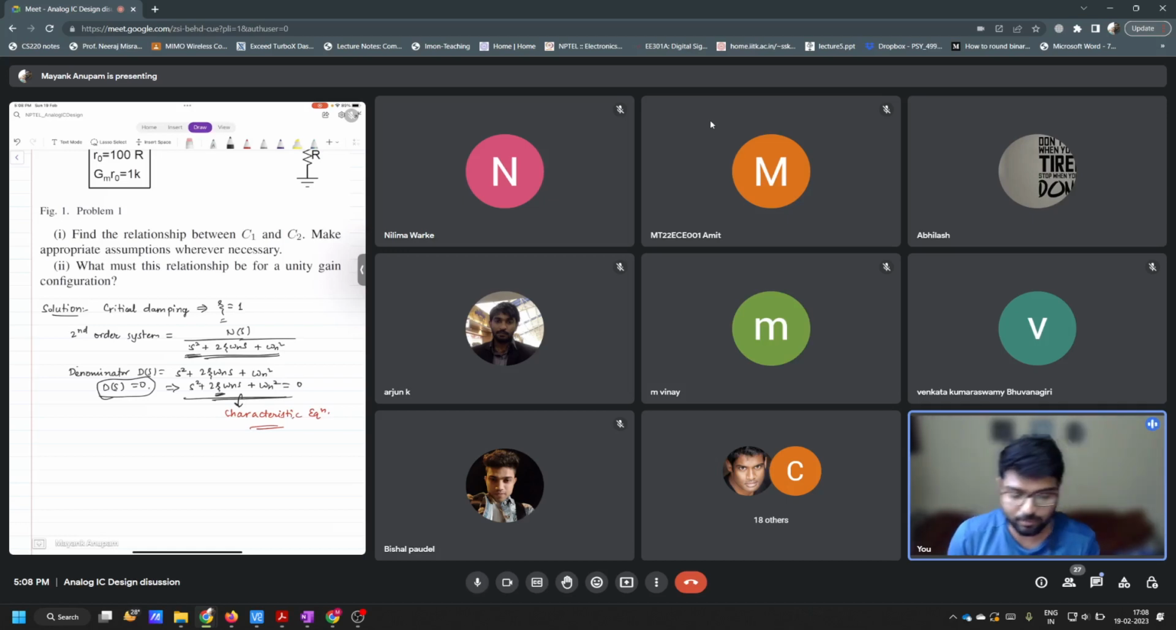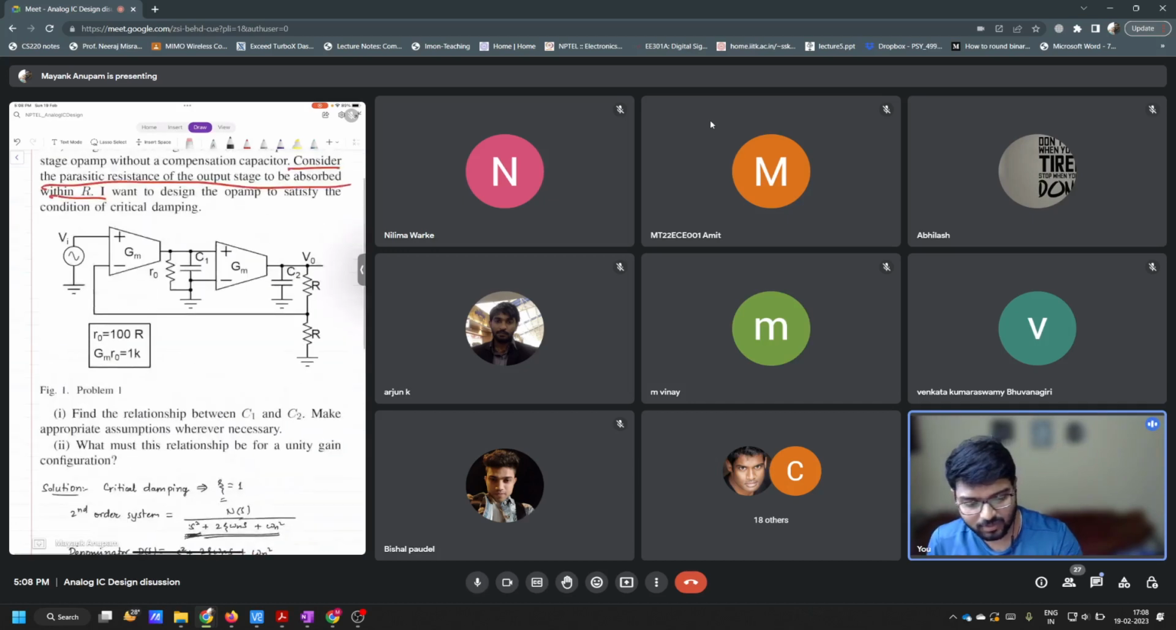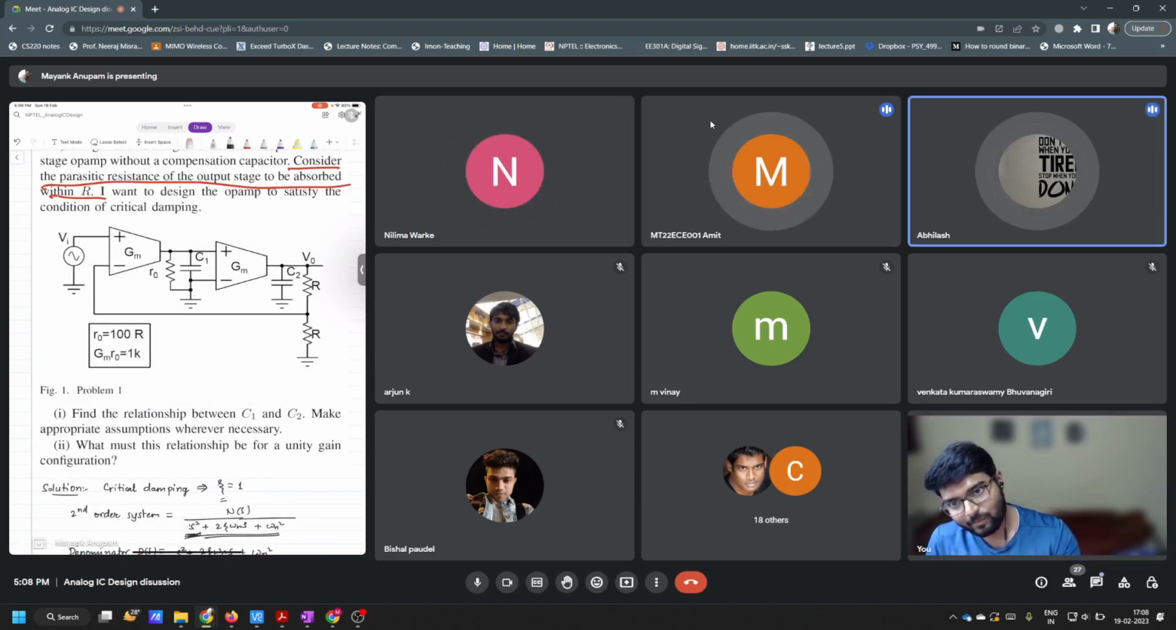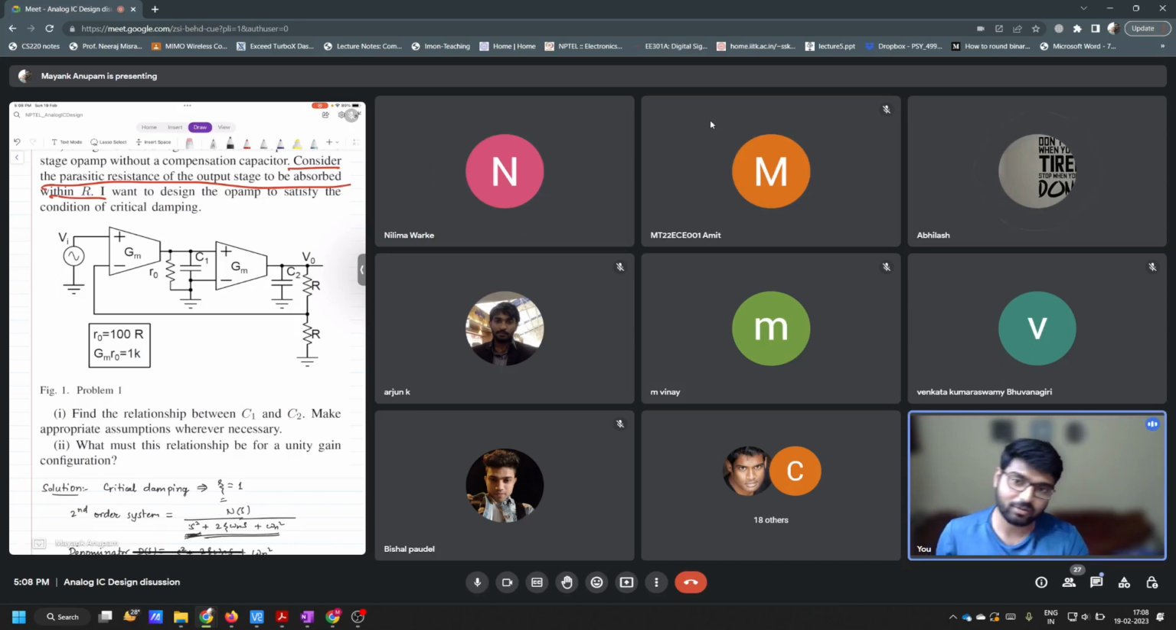There should be s square plus 2 zeta omega n s plus omega n square, right? The system should be second order. Now, who said that it will be second order here? I mean, is the system second order or not? Yes, second order only. How do you know that it is a second order system?